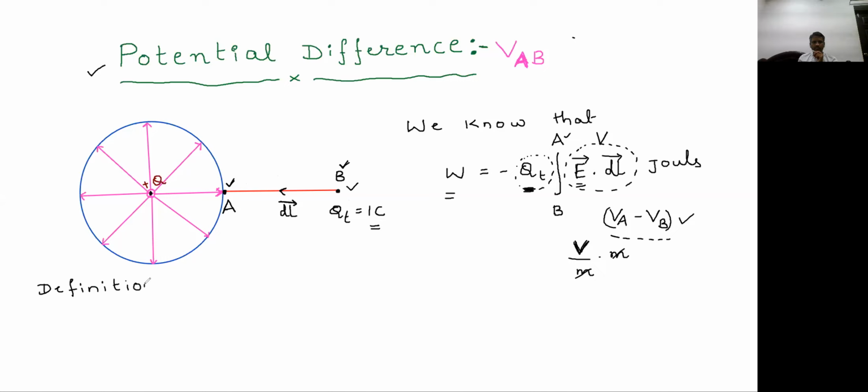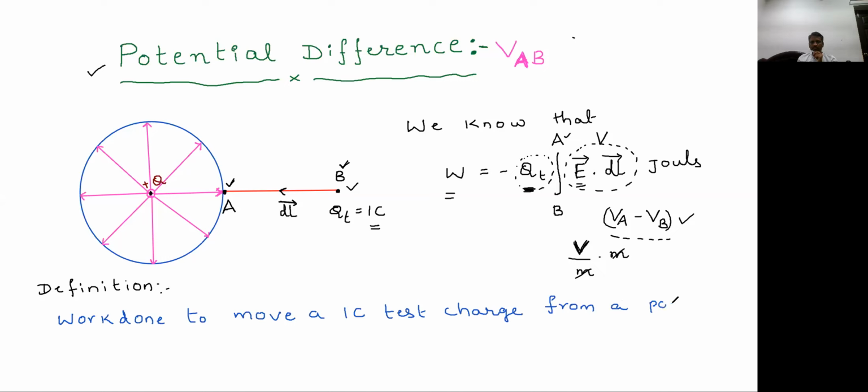Let us try to write this. It is the work done to move a 1 coulomb test charge from a point B to a point A is called potential difference.